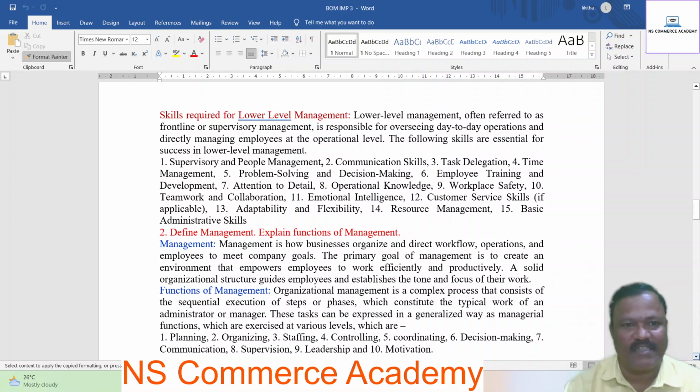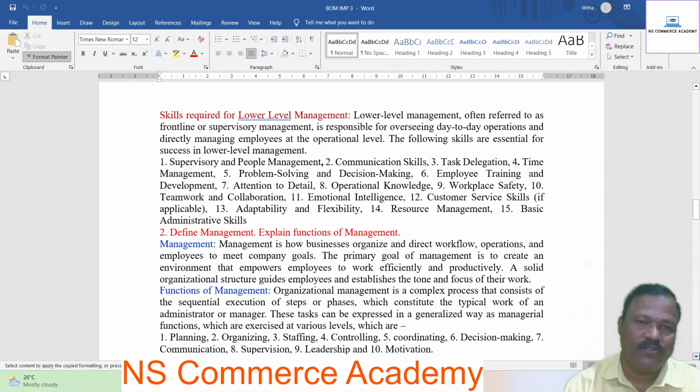The following skills are essential for success in lower level management: supervisory and people management, communication skills, task delegation, time management, problem solving and decision making, employee training and development, attention to detail, operational knowledge, workplace safety, teamwork and collaboration, emotional intelligence, customer service skills, adaptability and flexibility, resource management, and basic administration skills.